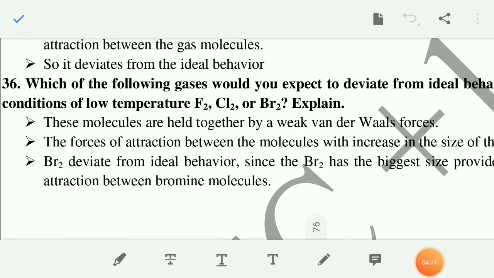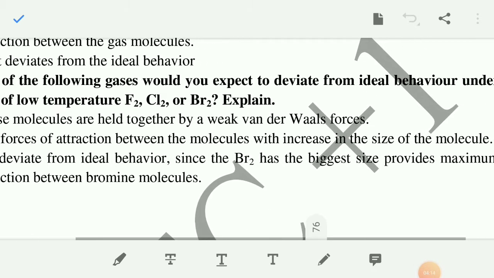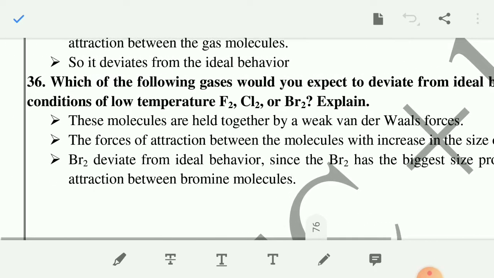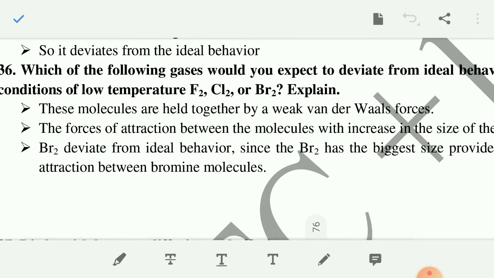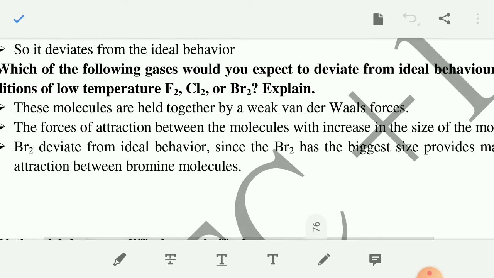The next question: which of the following gases would you expect to deviate from ideal behavior under condition of low temperature, fluorine, chlorine or bromine? Explain. First point, these molecules are held together by van der Waals force. So the molecules are held together.